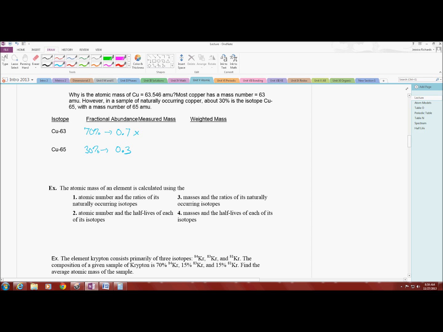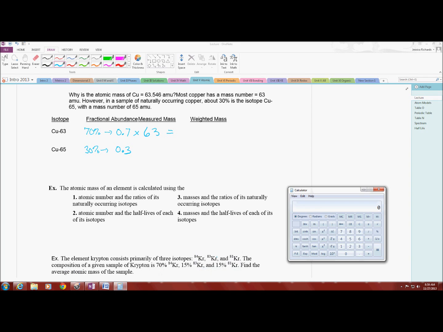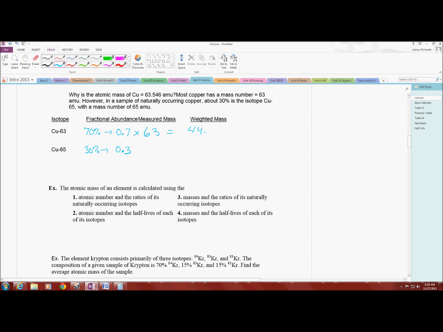The mass of copper 63 is 63. So if we multiply 63 by 0.7, we get the weighted mass. 63 times 0.7, and we get 44.1. So out of our mass, 44.1 AMUs would be from copper 63.